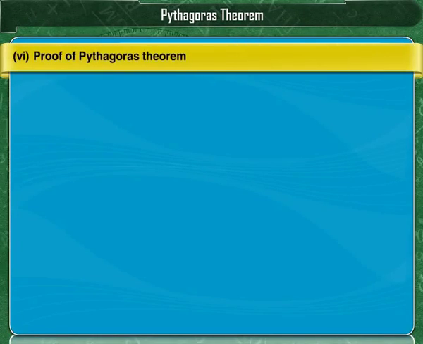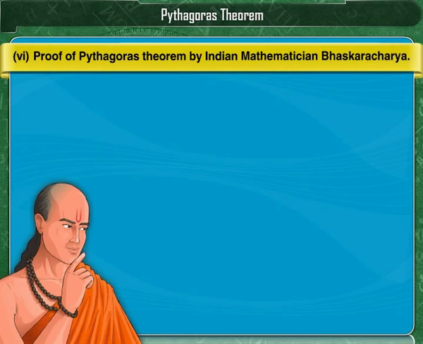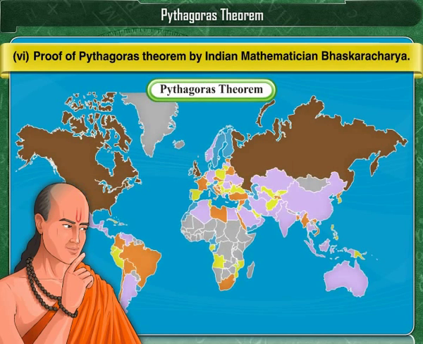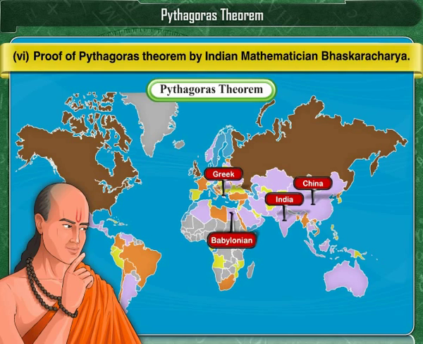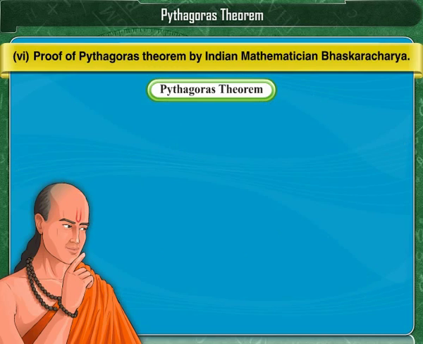Proof of Pythagoras theorem by Indian mathematician Bhaskaracharya. The theorem known to us as Pythagoras theorem was also known to Indian, Greek, Chinese, and Babylonian mathematicians even before Pythagoras. The eminent Indian mathematician of 2nd century AD, Bhaskaracharya, gave the proof for Pythagoras theorem. Now, we will discuss the proof given by him.